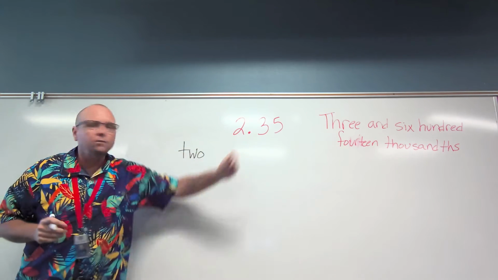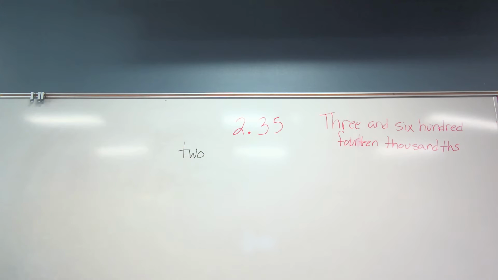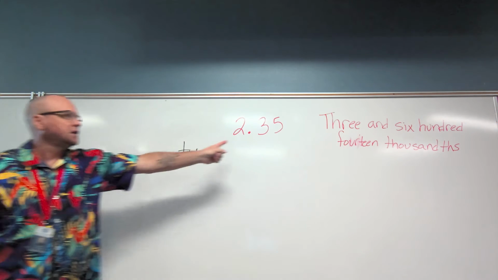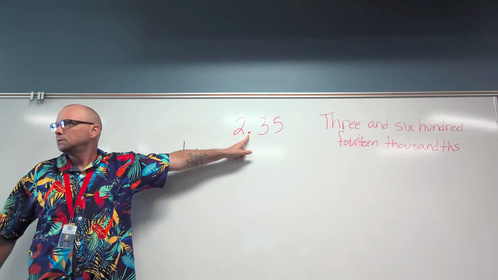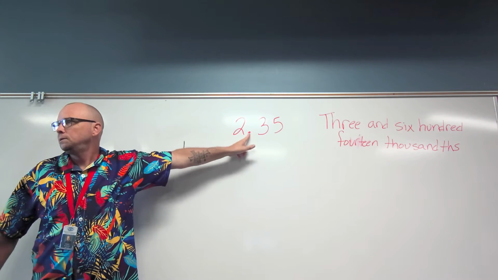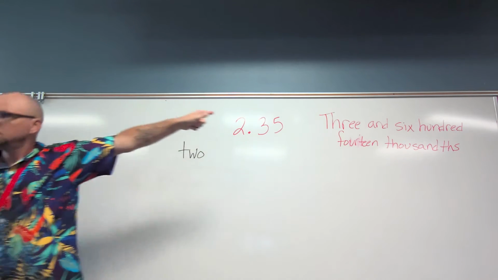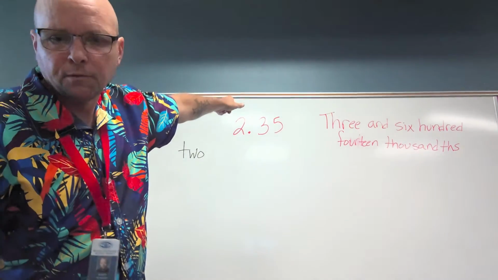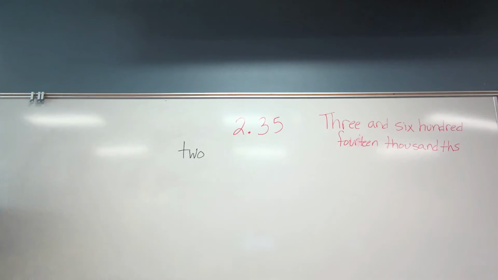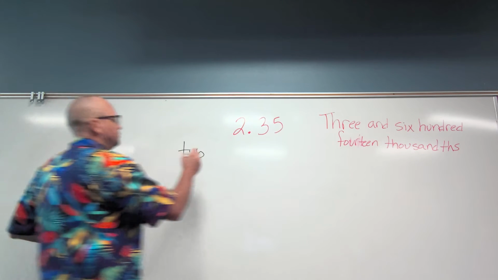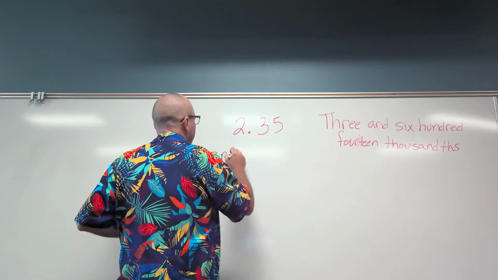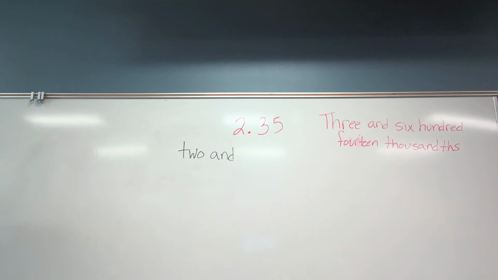Okay, Brendan, what do we say when we get to the decimal point? The decimal point has a special word. Rylan, help him out. What special word is a decimal point? And. So we have 2 and. We only say and when we're at the decimal point.